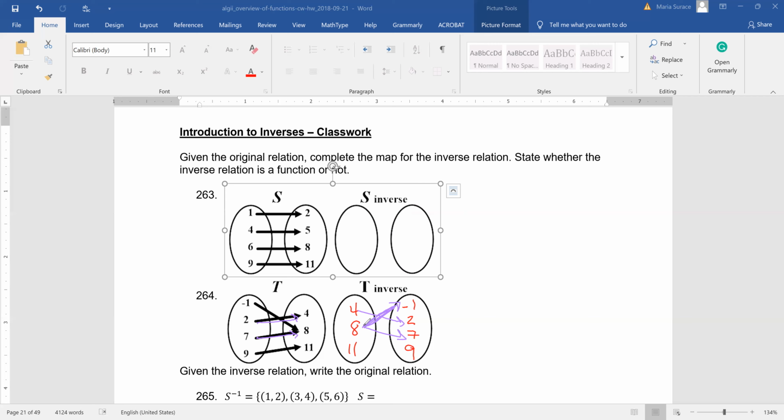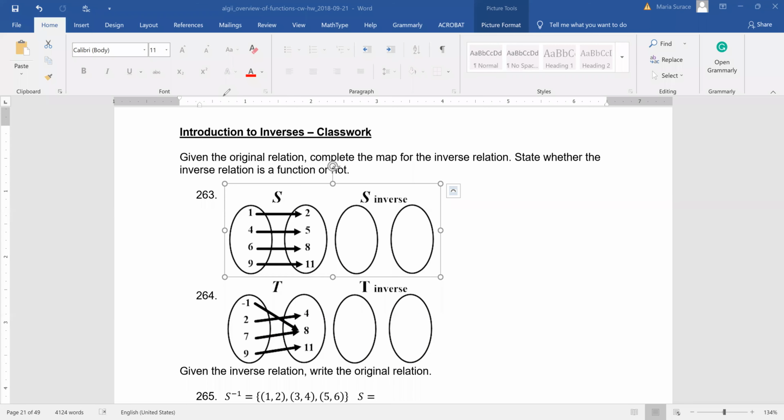And look what happened now when we took the inverse. 8 now is going to 2 y values. 11 is still going to 9, but the 8 now has 2 y values that it is going to, which makes this a relation. It is not a function. So once you take the inverse of t, despite t being a function, t's inverse is a relation and not a function.